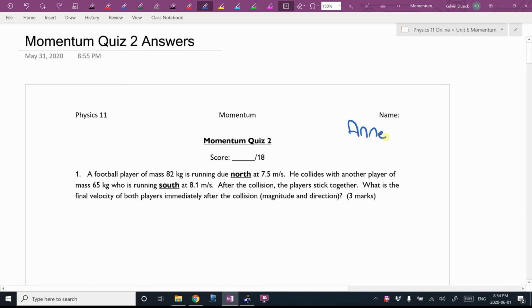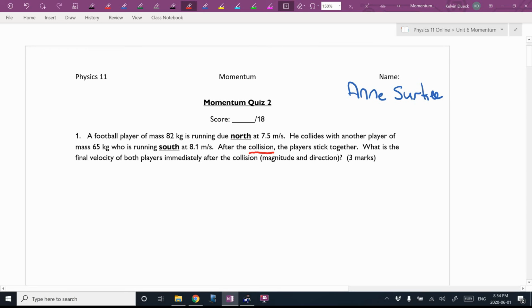Name, good old Anne. And here we go. Number 1. So we have a collision. This is a job for conservation of momentum. So you can say the sum of all the momentum we started with equals the sum of all the momentum we finished with. I see north and south. I'm going to call north positive. I'm going to call south negative.